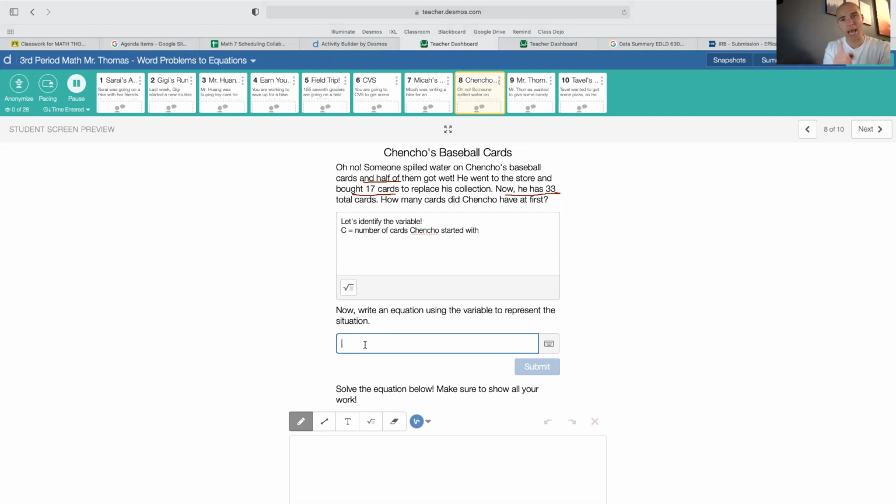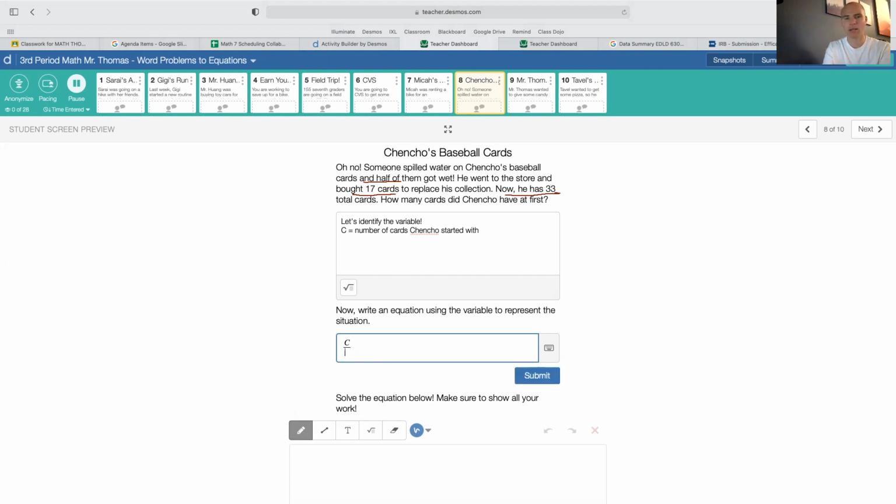Well, I know the first thing that happened to Chencho's cards is half of them got wet, right? And so if half of them are gone, we represent that by dividing by 2, right? Or multiplying by 1/2. Either of those work. I like to do it like this, C over 2, like that, right? So that says C divided by 2 or 1/2 of C. There's multiple ways to read that, but that's essentially going to be how many cards he had after half of them got wet. But then he went to the store and bought 17, right?